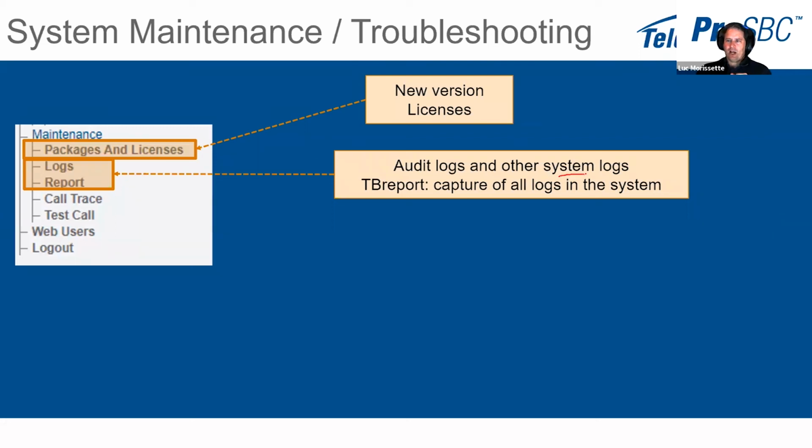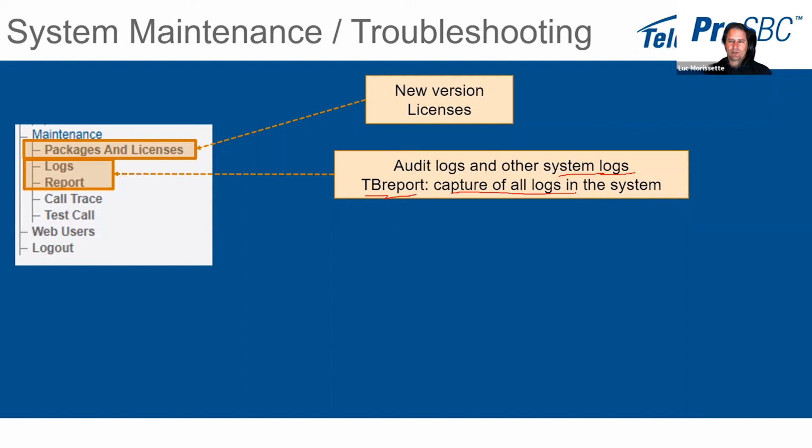And then you have other system logs, which you can view from the web interface, or the best way usually is to get a TB report. So you can click on report here, and then this will capture all the logs of the system for a specific day, and it will zip all of that, and you will get one file with all the logs. Usually, when you report a problem to us, we will ask you to provide a TB report so that we get all the logs of what happened in the system.